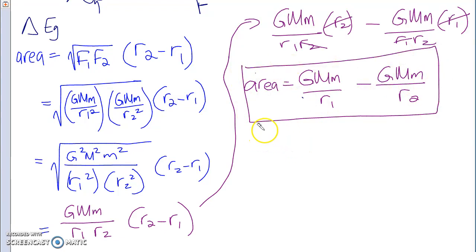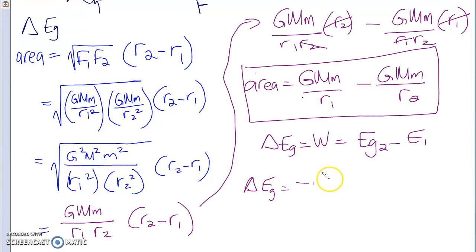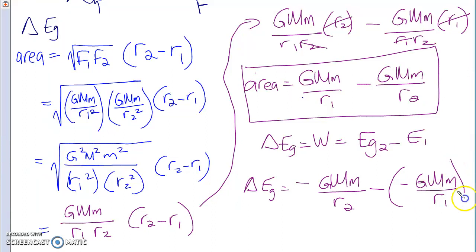But we know that change in energy, which is work, is actually Eg2 minus Eg1, not Eg1 minus Eg2. It's Eg2 minus Eg1. So the way I can write that down would be change in energy equals negative big G, big M, small m over R2 minus negative big G, big M, small m over R1. That minus that.